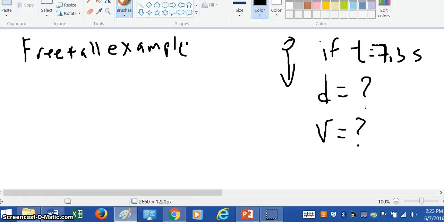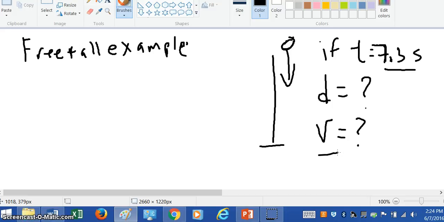Alright, so here's a free fall example. Let's say we have some object, a ball, it doesn't really matter, and it's falling for a time of 7.3 seconds. We want to know what distance it travels, or how far it travels, which is the same thing. And then after 7.3 seconds, what's the velocity? How fast is it traveling?